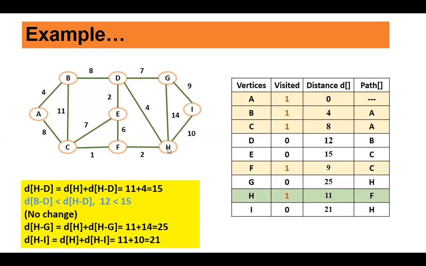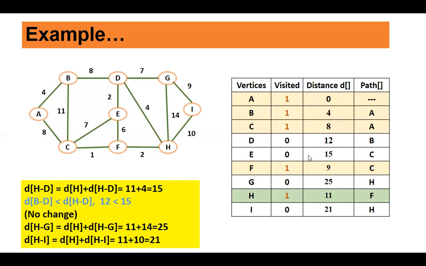Next, you calculate the path from H to I. I was also infinity, so now you can directly update it. So from H to I, again distance of H, that is 11, plus distance from H to I, that is 10. So the total is 21. So distance of I is 21 and path is H. From H you reached I. Is it fine?